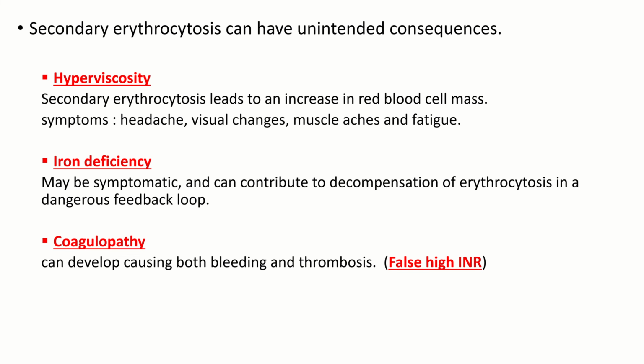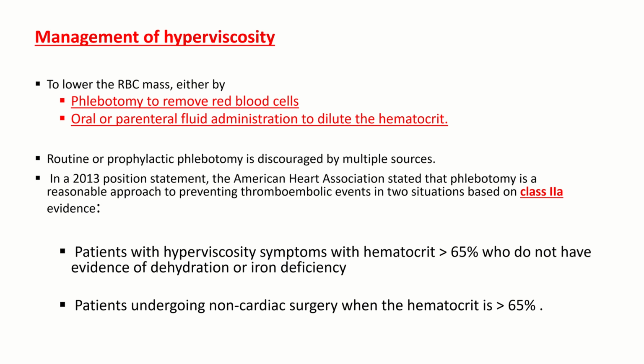The first one, hyperviscosity, secondary to erythrocytosis, will lead to a massive increase in the RBC mass. Symptoms will be headache, visual changes, muscle ache, and fatigue. With iron deficiency anemia, the patient will be symptomatic, and this contributes to the compensated erythrocytosis and gives a dangerous feedback on top. Coagulopathy can develop with both bleeding and thrombosis, and keep in mind that all cyanotic patients have a falsely high INR because they have a massive increase in the RBCs, and actually the INR does not represent the coagulopathy profile of those patients.